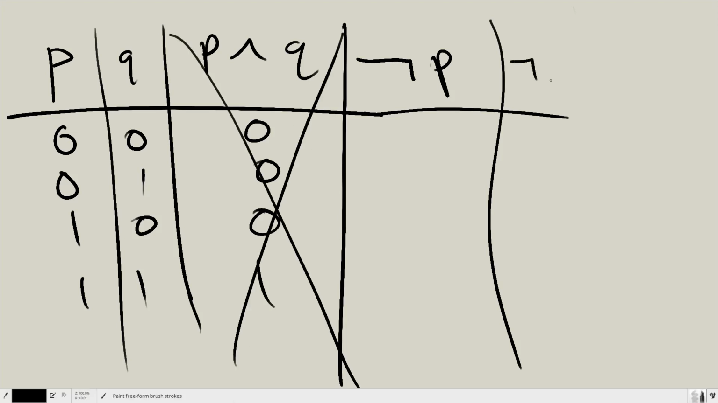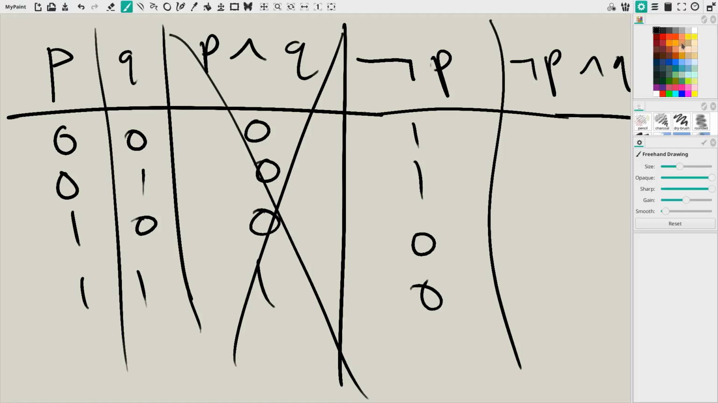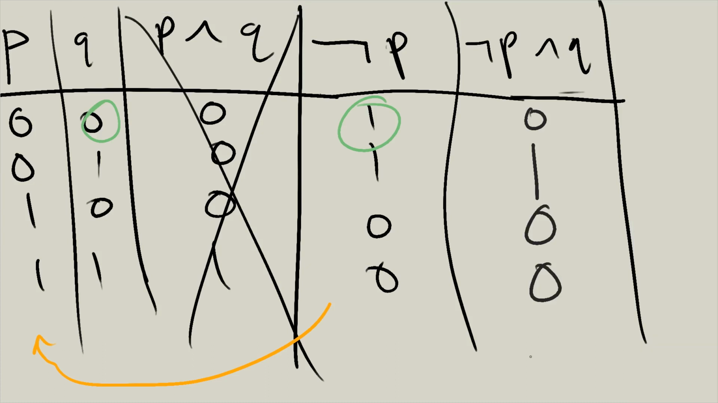Not P, and now let's think about not P and Q. So first we'll solve not P. Not P will be 1, 1, 0, 0. You can see because we're flipping the bits from over here. And then we can say not P and Q. So 0 and 1 is going to be 0, 1 and 1 is 1, 0 and 0 is 0, 0 and 0 is 0. So 0, 1, 0, 0 is our not P and Q. Yep, capiche? Sweet.